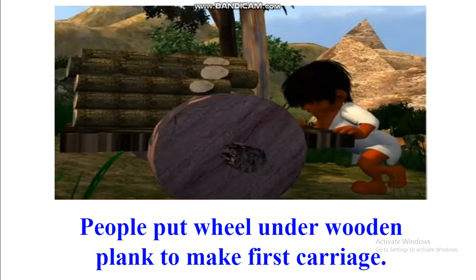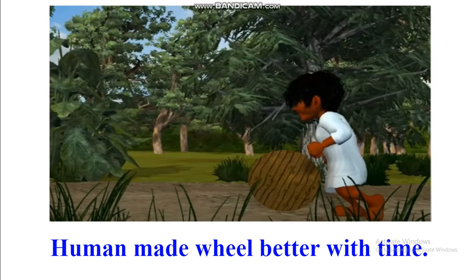Then they realized that if they fix this wheel under a log or wooden plank, it would be easy to carry heavy loads on that plank. Thus the first cart was made. Slowly they made wheels better and better. The ancient wheels were made from heavy stone or wooden blocks. They were not perfectly round. Humans gradually made perfectly round wheels from wood.